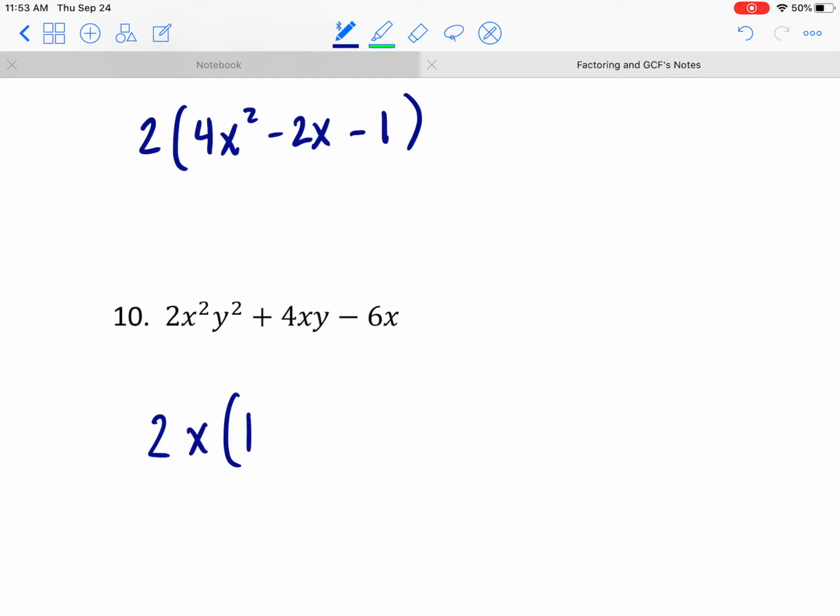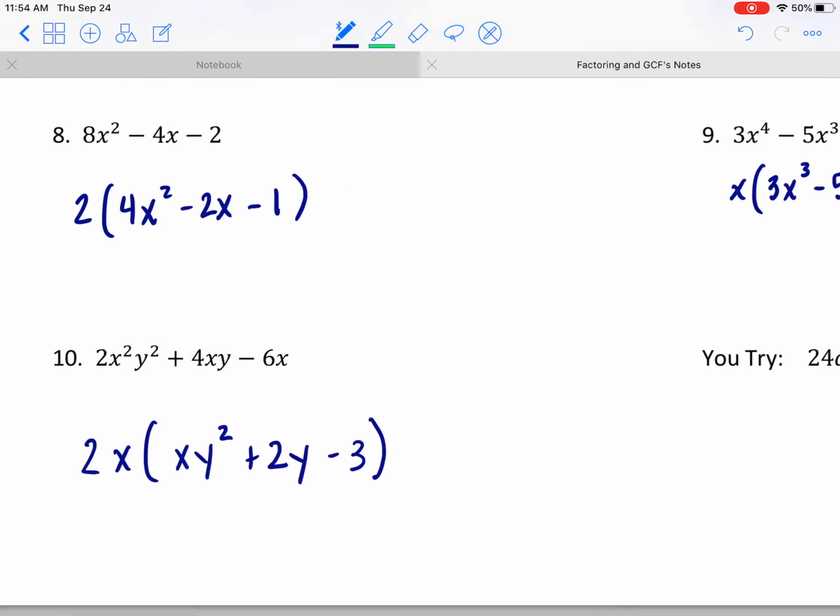So 2 divided by 2 is 1. And then I'm going to have 1 x left, both y's left. And again, this is going to be an optional 1. And then 4 divided by 2 is going to be 2. And if I get rid of the x, I'll just have the y left. And then negative 6 divided by 2 is going to be negative 3 with no x left. And there we have it.